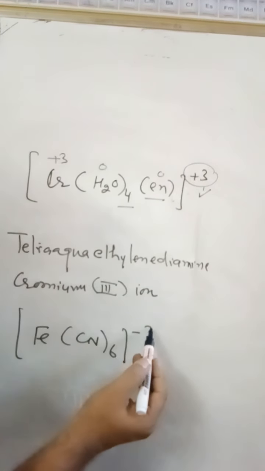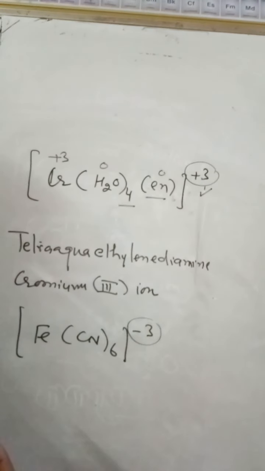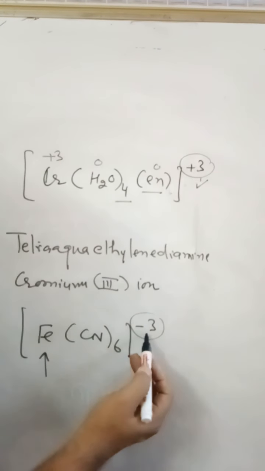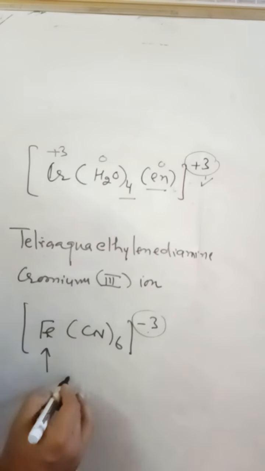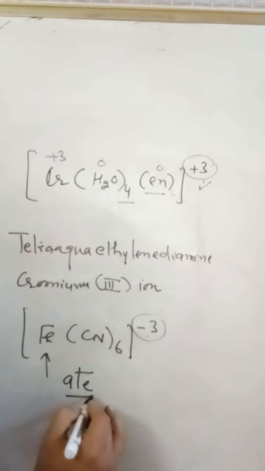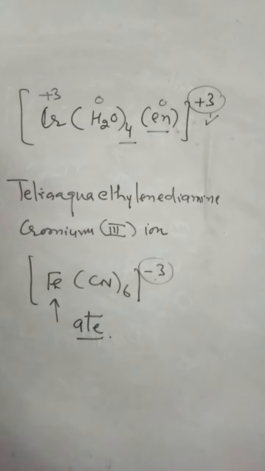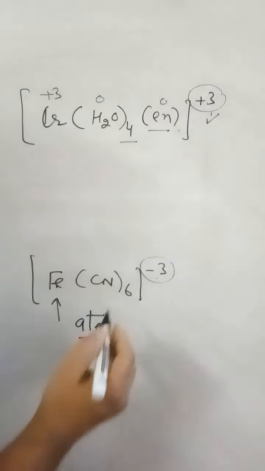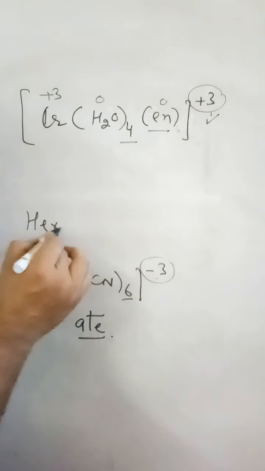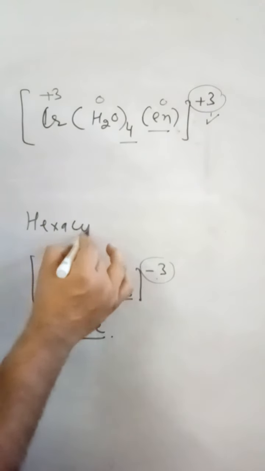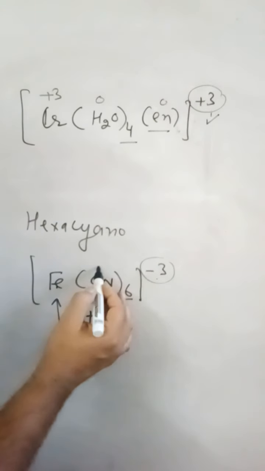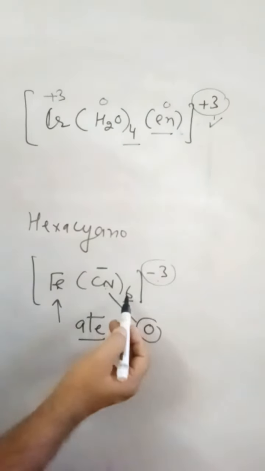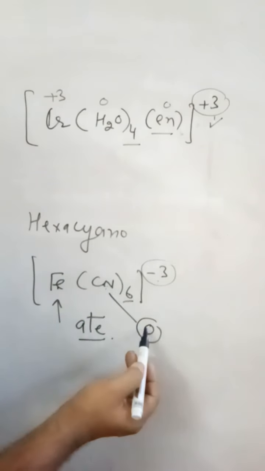In this case the charge on the square bracket is -3. According to the rules, if the square bracket carries a negative charge, then the name of the metal ends in -ate. So this becomes hexa. Hexa, this is cyano. This ligand is negative. The name of the ligand also ends in o. So this is hexacyano.